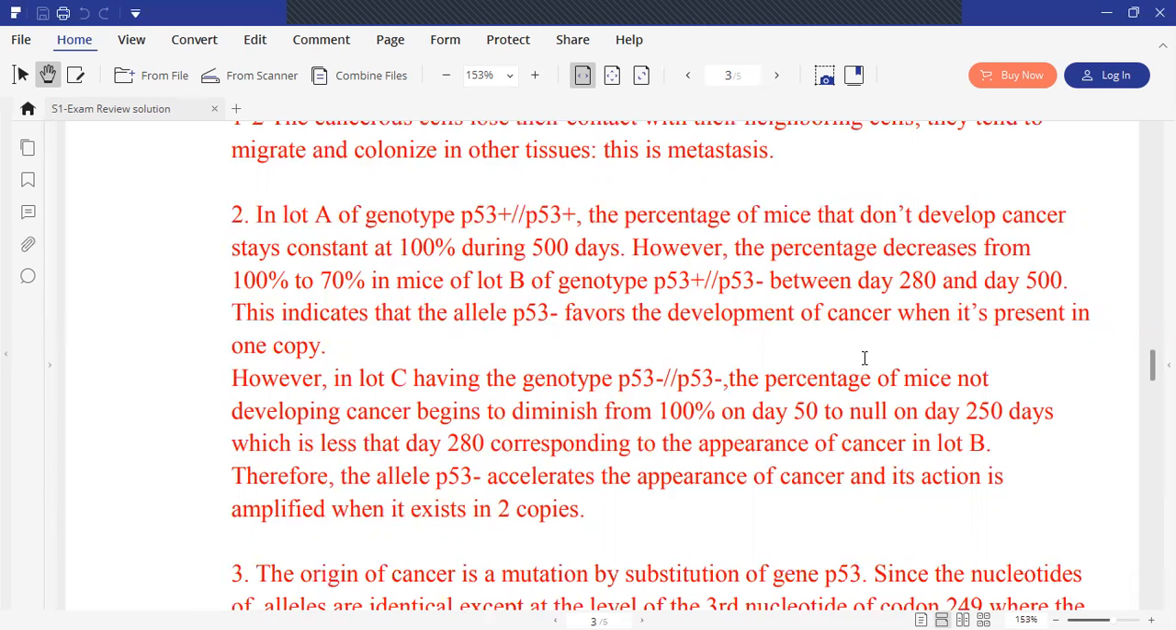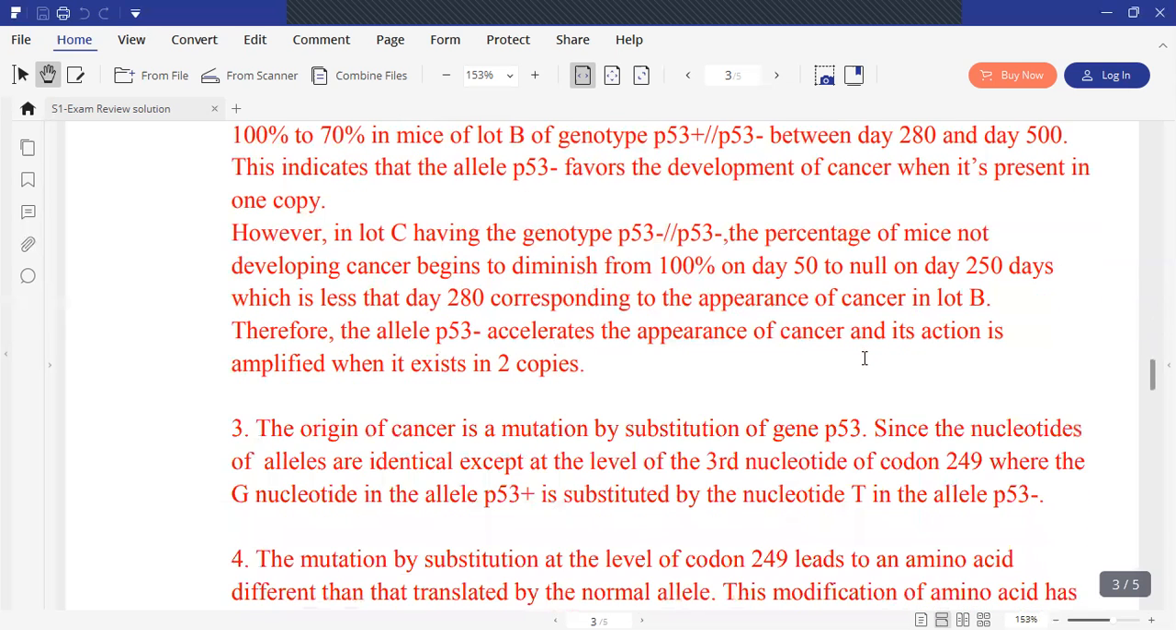Document 2 shows the nucleotide sequence of the non-transcribed strand. So specify the type of mutation. If you look at these sequences, the mutation is a substitution, and all of the other parts are identical: GGC, GGC, GGC, GGC, ATG, ATC, AAC, AAC, CGG, CGG, AGG, AGT. So one of the nucleotides is substituted at position 249, where it's G in the normal allele, and it's substituted by T in the abnormal, which is the allele p53 minus.